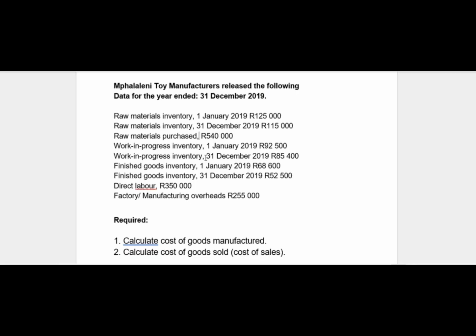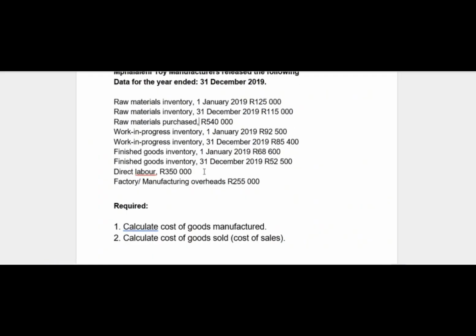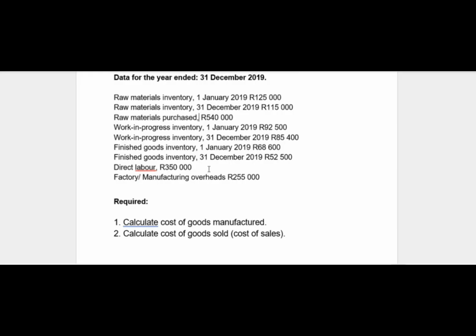Finished goods inventory December, 52,500. Direct labor, 350,000. Factory or manufacturing overheads, 255,000. And then you are required to prepare or calculate the cost of goods manufactured and to calculate the cost of goods sold, which is your cost of sales, right?